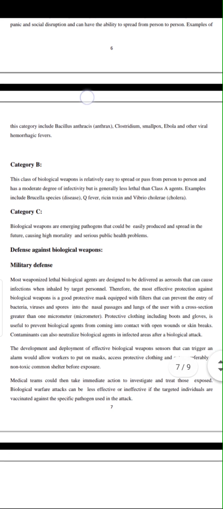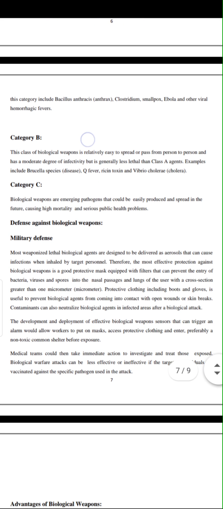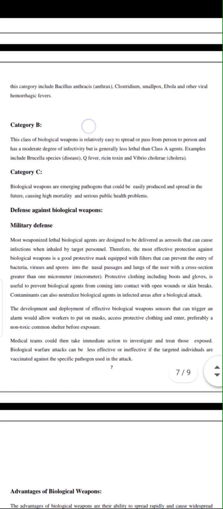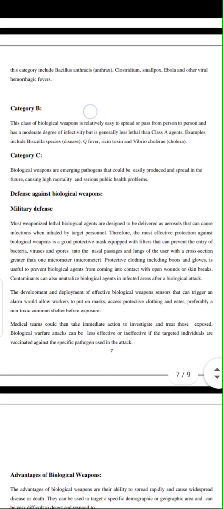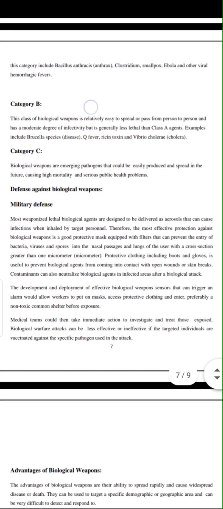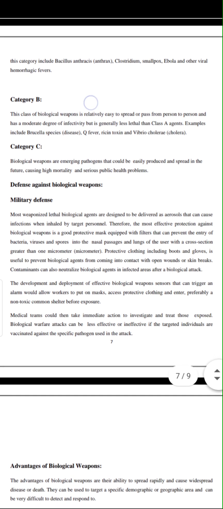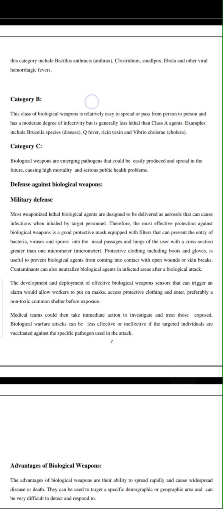Then the third category is category C. This class of biological weapons consists of emerging pathogens that could be easily produced and spread in the future. They can cause high mortality and serious public health problems.